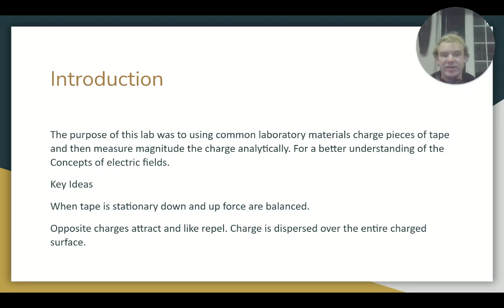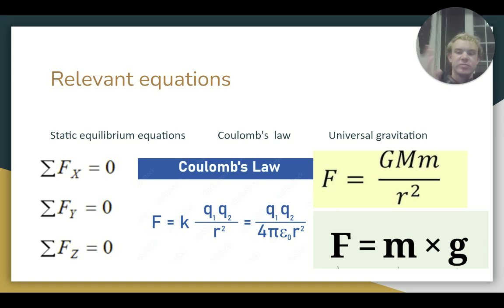Some key ideas that would help us in this is that when the tape is stationary, the y forces from gravity are the same as the y forces from the electric field, and opposite charges attract and like charges repel. And then we also have to add in that charge is dispersed over the entire charge surface, and these come from our lectures. So relevant equations, we start with the static equilibrium equations, which allow us to say the object is not in motion, there is no net force on it. Coulomb's law, here we get the force from the electric field, and then the law of universal gravitation. Here we get the force of gravity.